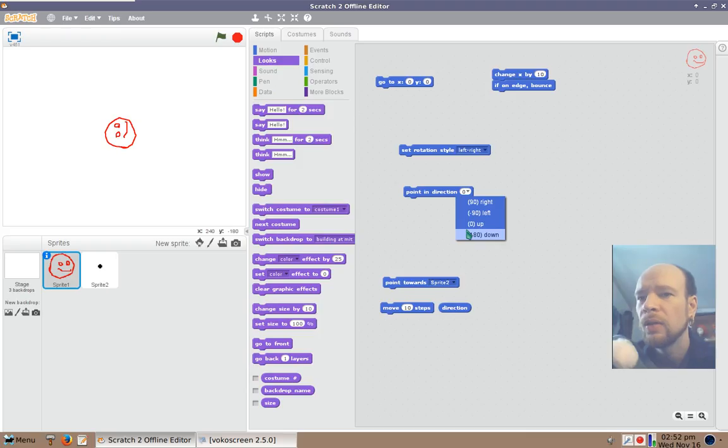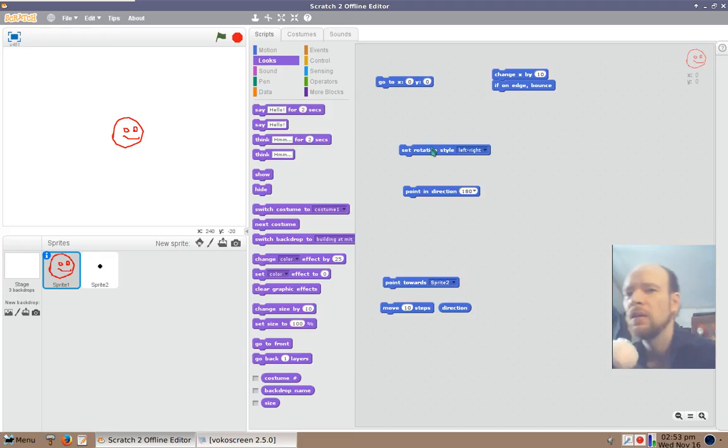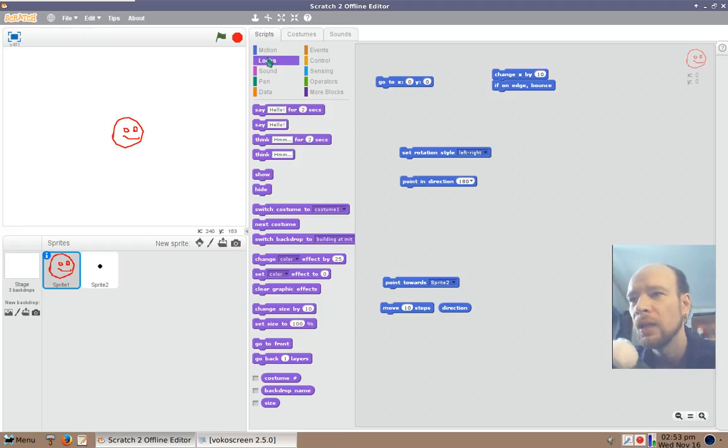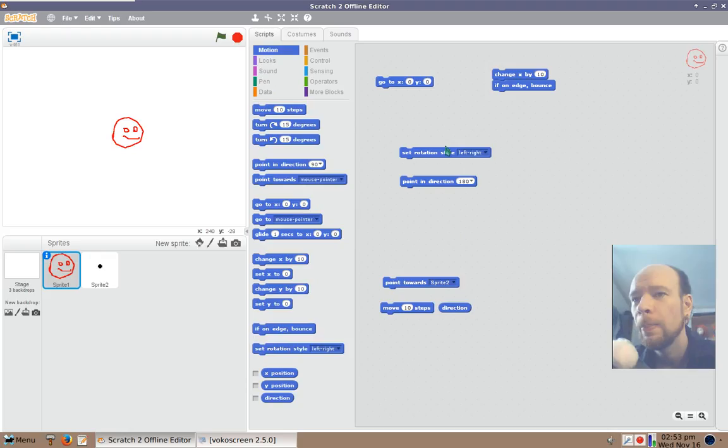Or wait. Let's see. I don't know. I'm sure there's a reason for it, I just can't think of what. Oh, yeah, okay, maybe. Yeah, okay. Sorry. It was what I was thinking, I just hadn't clicked it, so it didn't actually run it. But yeah, the left-right rotation style is that it will only face left or right.